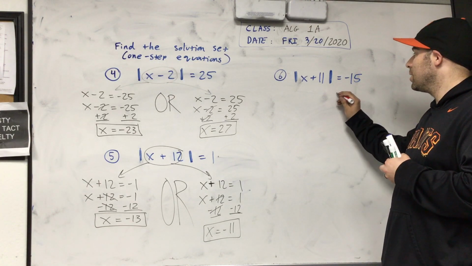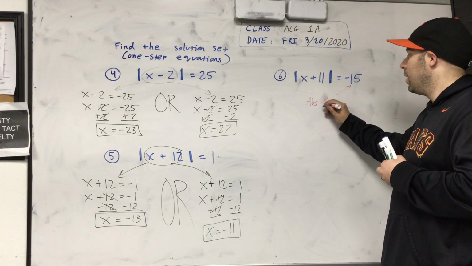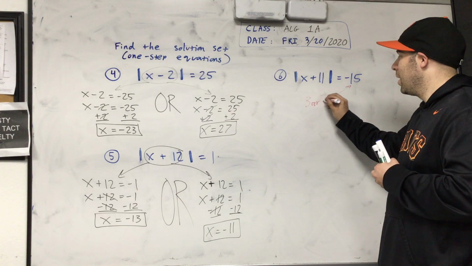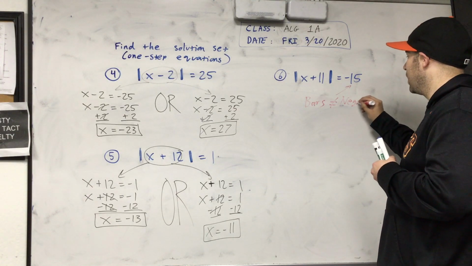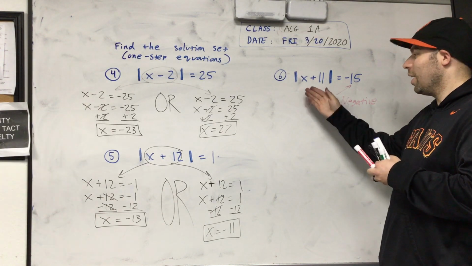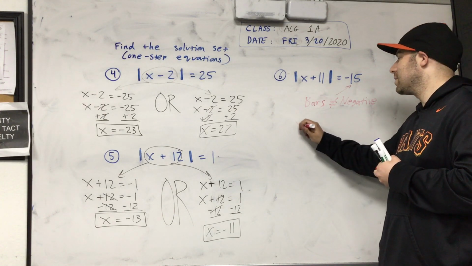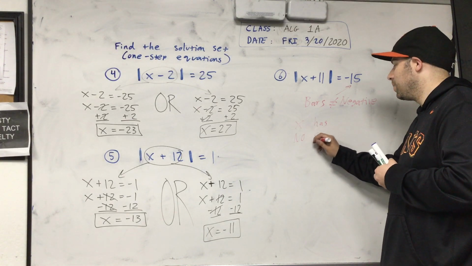The bars themselves can never equal a negative. So no matter what I plug in here, I don't care what x plus 11 is, this is impossible to solve. X has no solution.